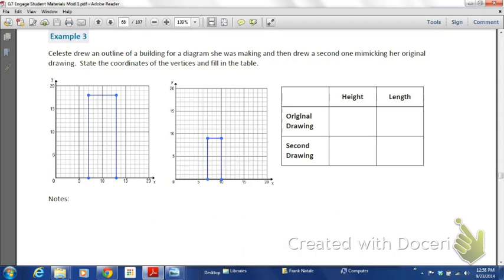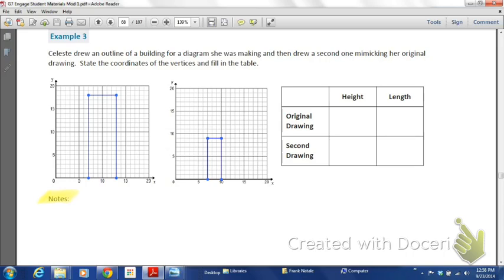As we look at example 3 here and do this together, I want you just to note that there is a section right over here called Notes. If you would go ahead and write some of these important points right down there in the Notes section as we go along. Okay, so example 3.